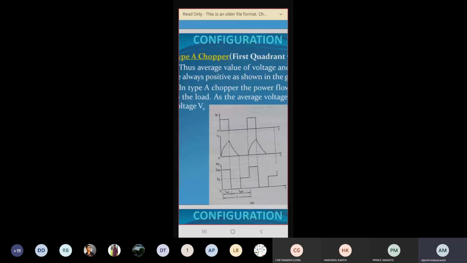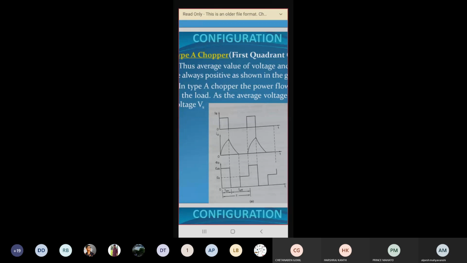So as soon as the chopper becomes off, what happens? Current decreases. Okay, so during T off time, at one point the current flowing through the load becomes 0, and it remains 0 up to the end of the T off time period. So during T off time period, it reduces from maximum to 0 and remains 0 for some time.